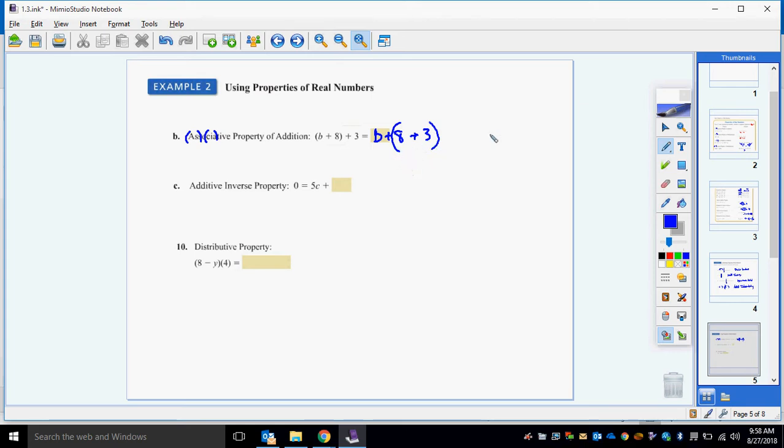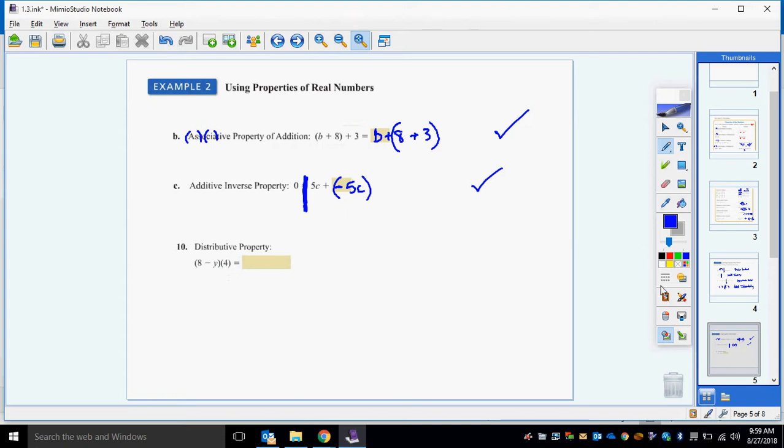And now we've just used the associative property of addition. So we did that one. Down here, the additive inverse property is saying, okay, 0 equals 5c plus what? Okay, so we always split it up on the equal sign. What do I need to add to 5c so that it's equal to 0? Additive inverse. I need the inverse of 5c, which would be negative 5c. If I add those together, I get 0. So I've just used the additive inverse.